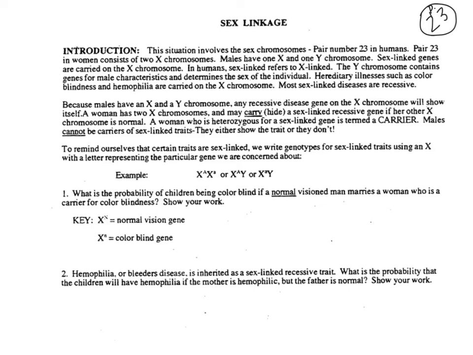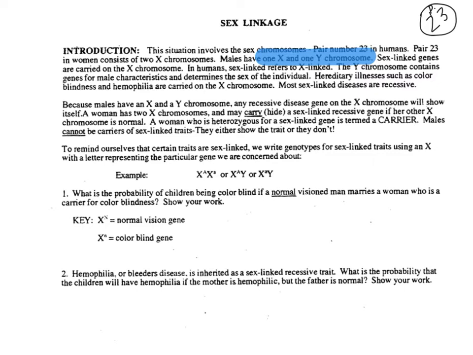Okay, the last topic we're going to talk about today is sex-linked traits. So if you could turn to page 23 in your packet, we're going to do a couple of practice problems here, and then we will do a sex-linked pedigree. All right, if you read the top, it says, this situation involves the sex chromosomes, pair number 23 in humans. Pair number 23 in women consists of 2 X chromosomes. Males have 1 X and 1 Y chromosome.